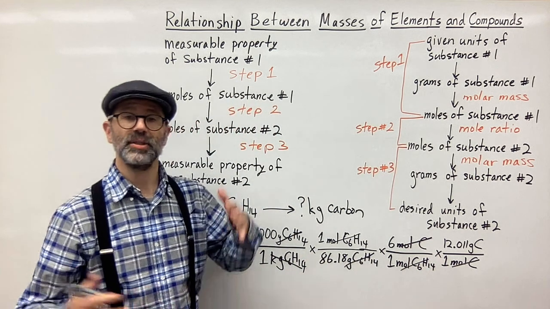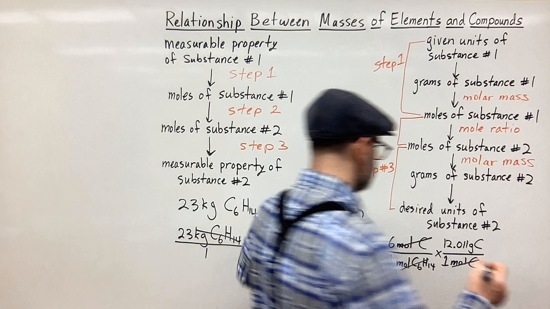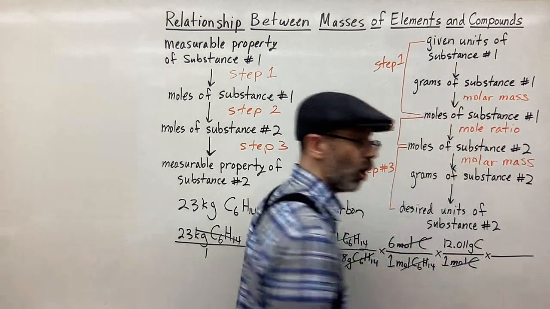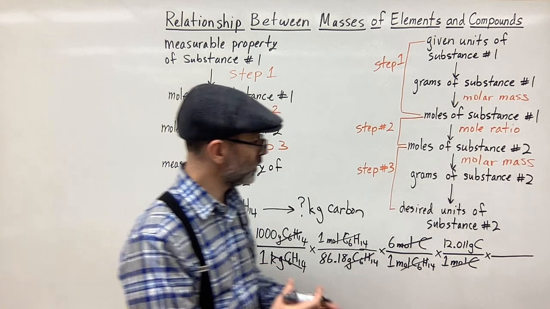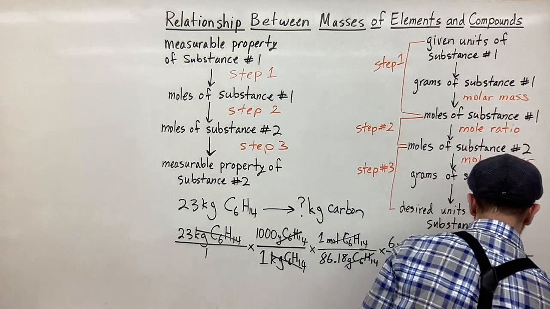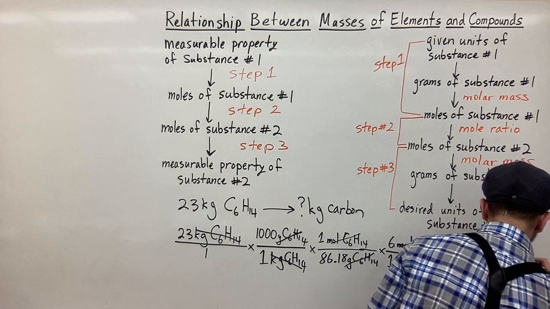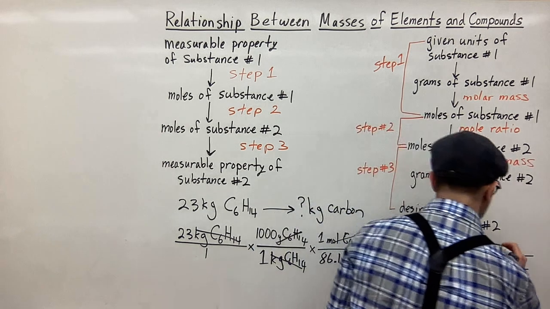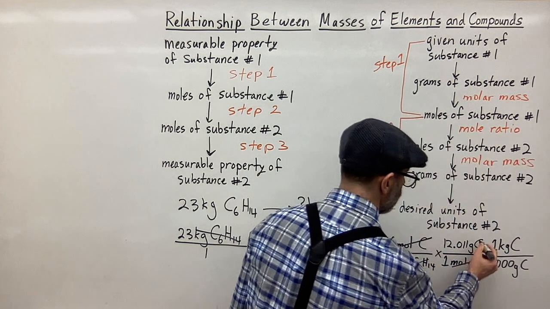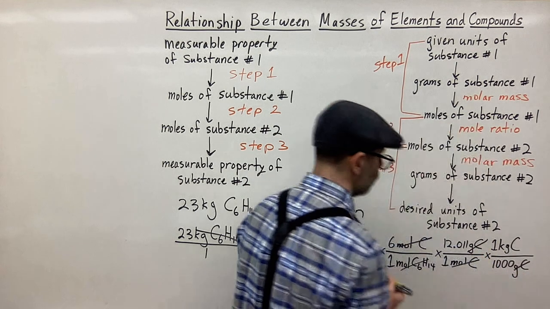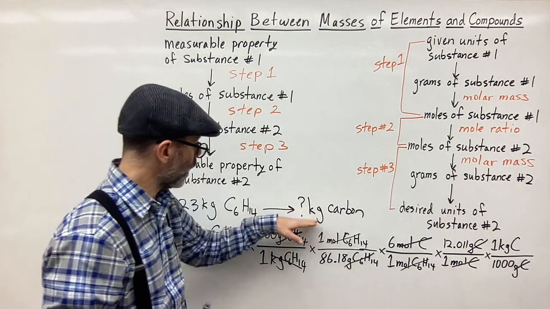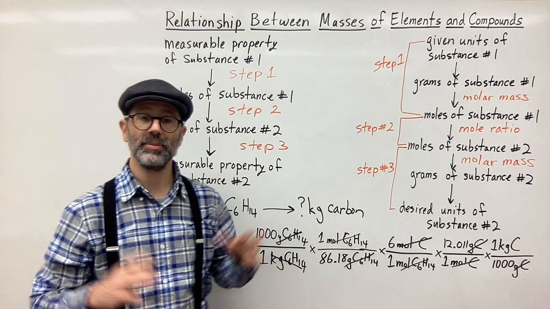So my last step is to convert grams to kilograms. And so I know that 1 kilogram is 1,000 grams. I have grams on top, so I'm going to put grams on the bottom here. So 1,000 grams of carbon on the bottom and 1 kilogram of carbon on top. So grams of carbon cancel out. Now I have kilograms of carbon. I've got the unit I want, which is kilograms of carbon, so I am done.